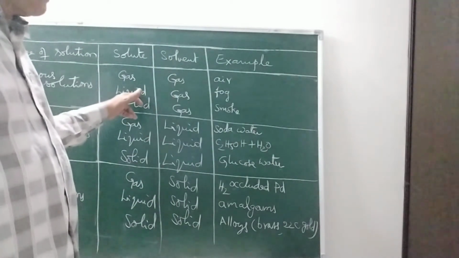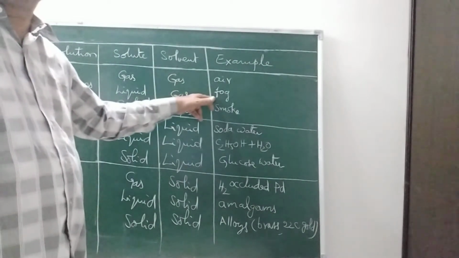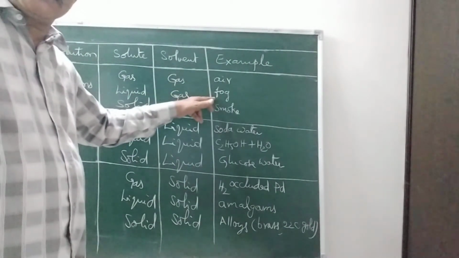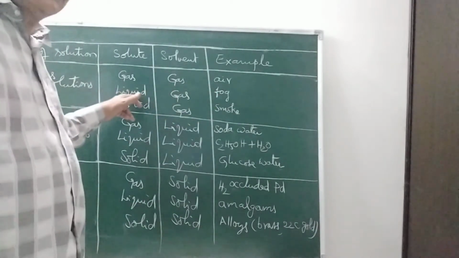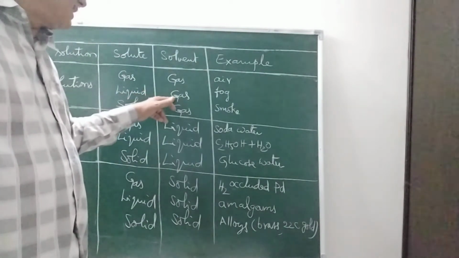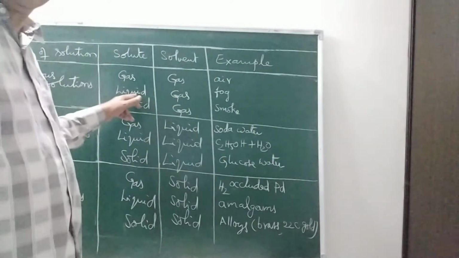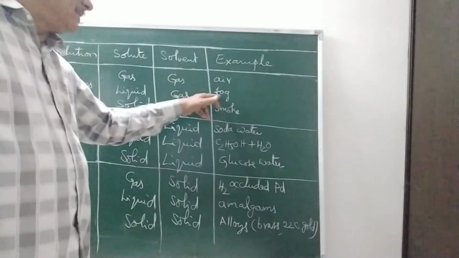In the same way, the liquid in gas type of solution. So the solute is liquid and the solvent is gas. Example for this is fog or mist. In fog, water droplets are present in air. Air is a gas and water droplets are liquid. So the liquid in gas type of solution is fog.